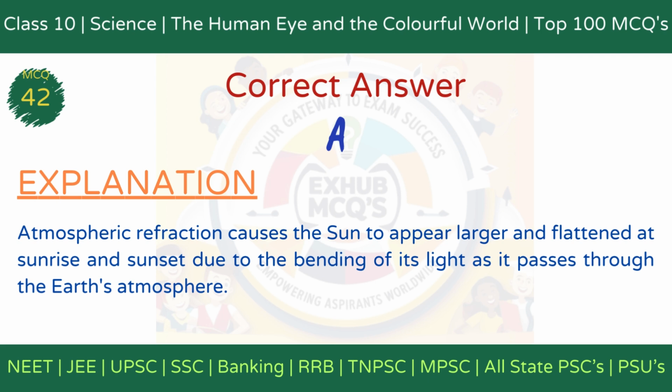Explanation. Atmospheric refraction bends the sun's light as it travels through the Earth's atmosphere, causing the sun to appear larger and flattened near the horizon during sunrise and sunset.